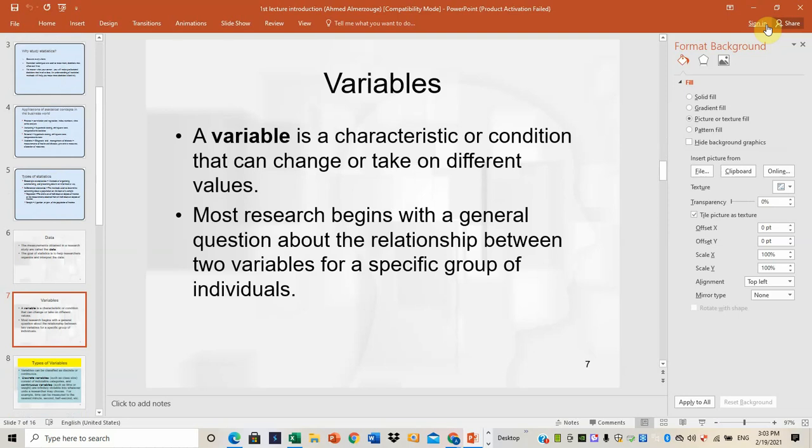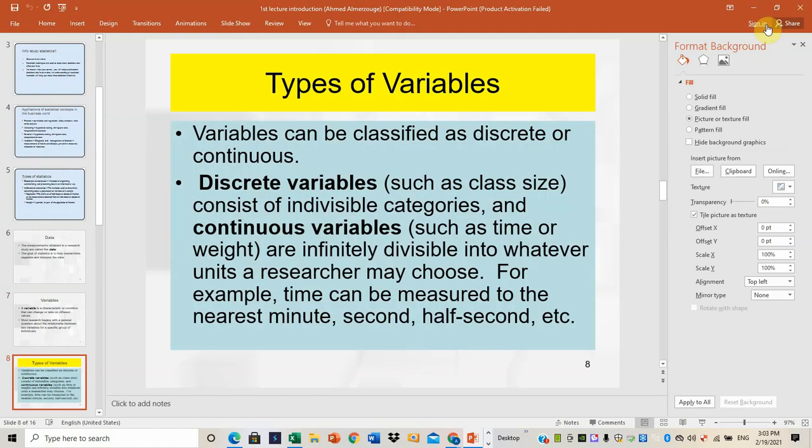Variables. A variable is a characteristic or a condition that changes or takes on different values. Most research begins with a general question about the relationship between two variables for a specific group of individuals.